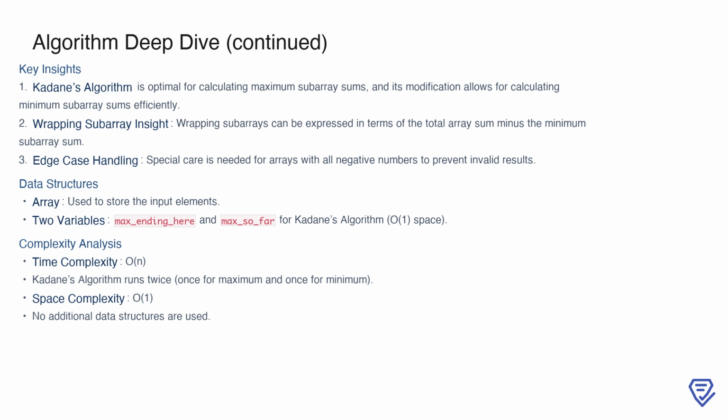There are several key insights to highlight here. First, Kadane's algorithm is central to solving both the non-wrapping and wrapping subarray problems, with a simple modification allowing us to calculate minimum subarray sums efficiently.